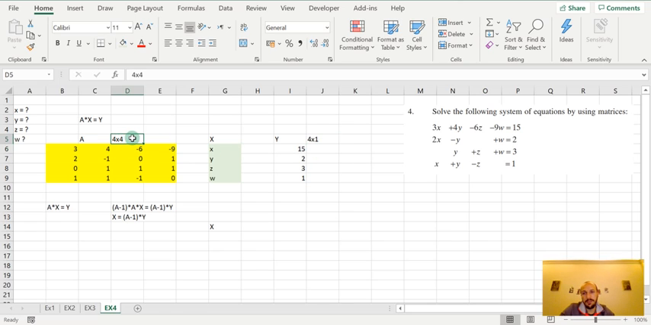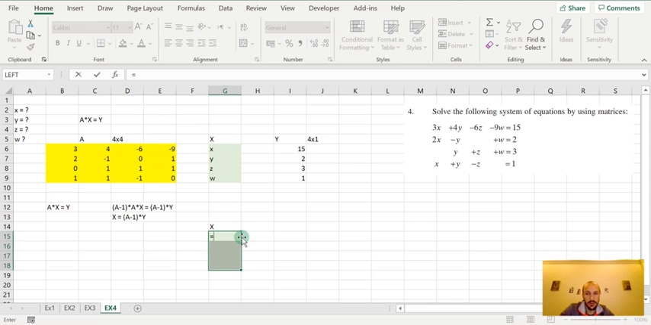So if we do 4 by 4 times 4 by 1, we will have a 4 by 1 matrix. So our results will be, again, these four values we will find here. What we are going to do is the following: you can calculate the inverse separately and then multiply A minus 1 times x, or you can do it directly. You need to use MMULT.